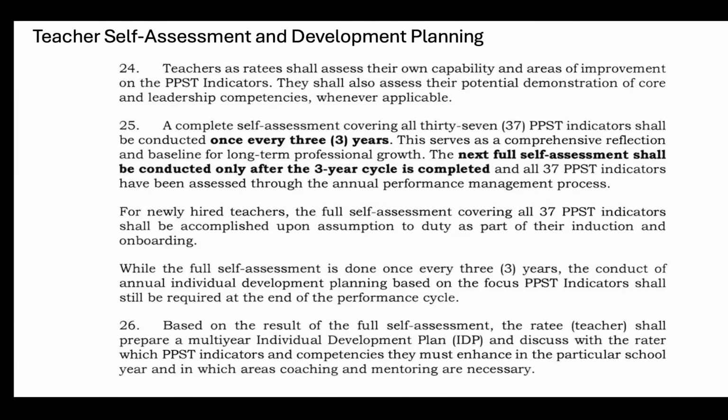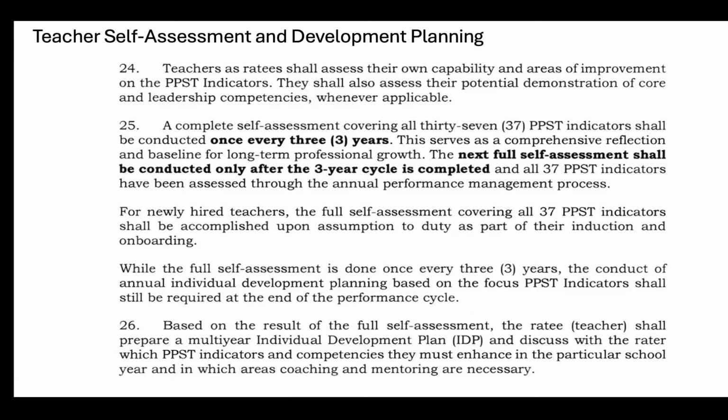While the full self-assessment is done once every 3 years, the conduct of annual development planning based on the focus PPST indicators shall still be required at the end of the performance cycle. So take note of this. There are 37 PPST indicators, but what is measured in our part as teachers and master teachers are only 14 indicators. And these are divided into 9 classroom observable indicators and 5 non-classroom observable indicators. So I think that's fair enough.